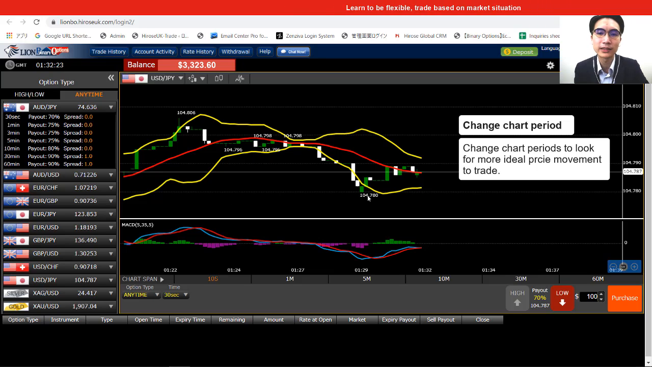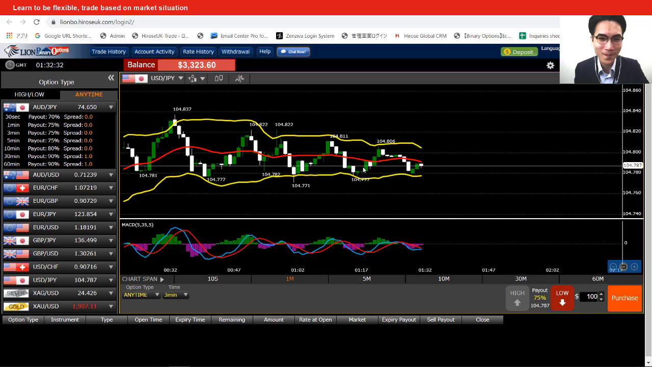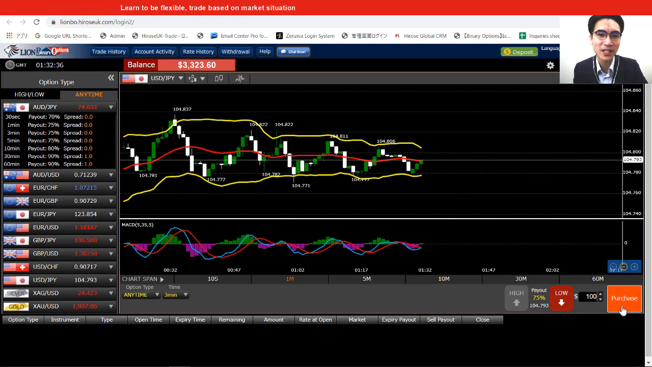So what I'm gonna do is change to a 1 minute chart, just to see if the movement is better. Yep, that's much better. Once I change to a 1 minute chart, the movement is much better, much more stable. By looking at the candlestick, it's developing more gradually.